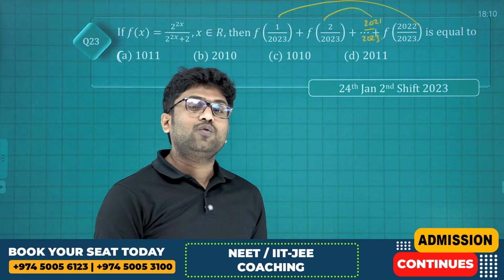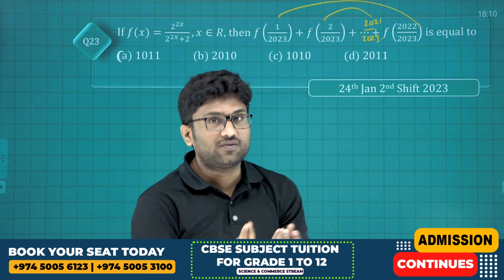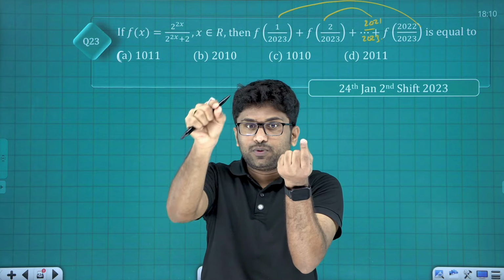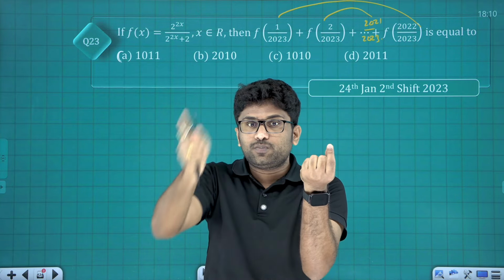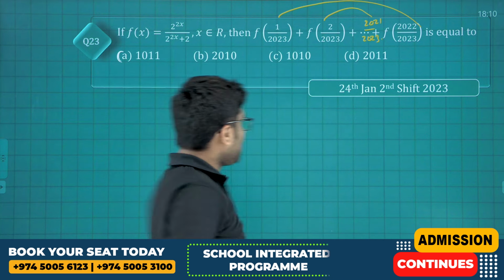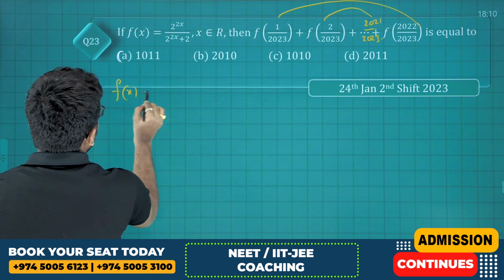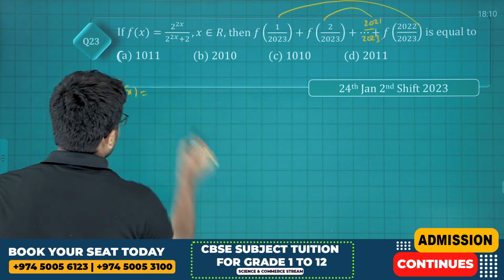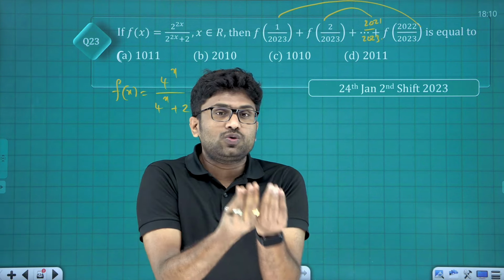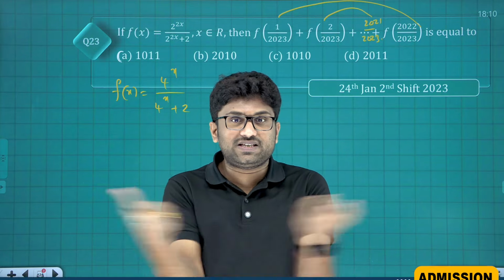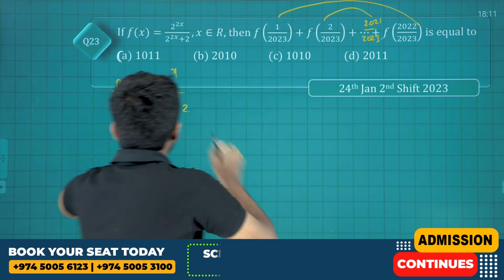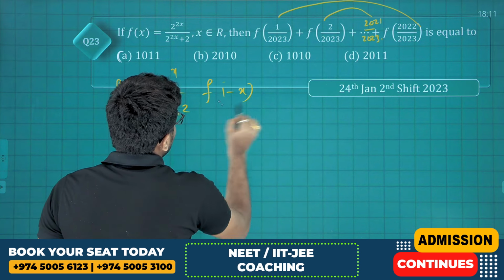That means you have to find the function such that f of x plus f of something, if you add two inputs, if the sum of two inputs is 1, what is the output value? That means, see, they have given f of x is equal to 2 power 2x, which means this is 4 power x divided by 4 power x plus 2. Now, I said you have to sum two functions such that the input sum is 1. See, if you add these two, you are getting 1. That means you immediately find f of 1 minus x also.